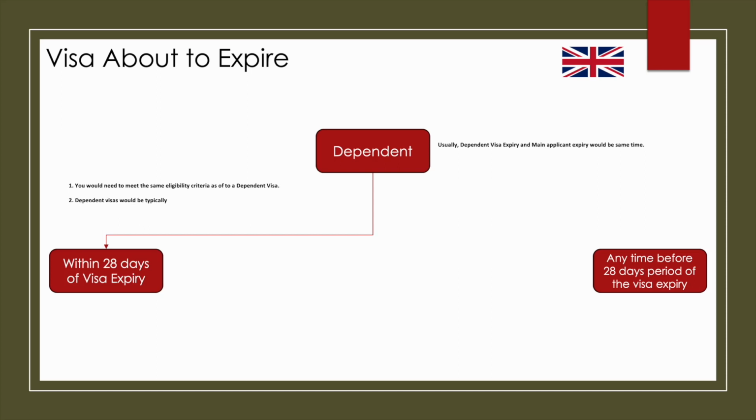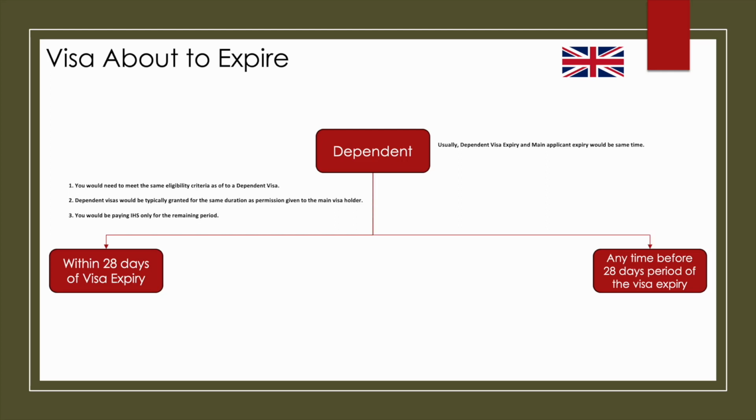Followed by that, dependent visa would be typically granted for the same duration as permission given to the main visa holder. And on top of this, if you are applying within 28 days of visa expiry, you would be paying IHS only for the remaining period. Note, when I say remaining period, this would be the new visa period.